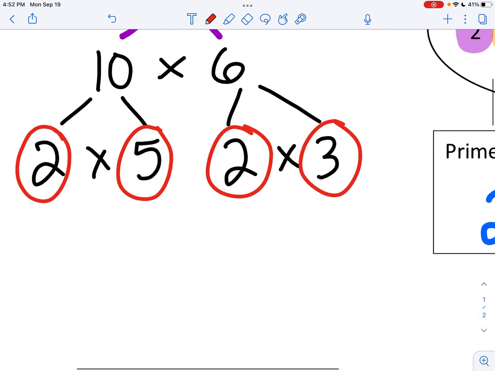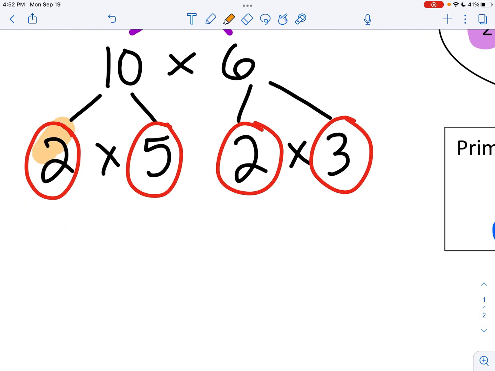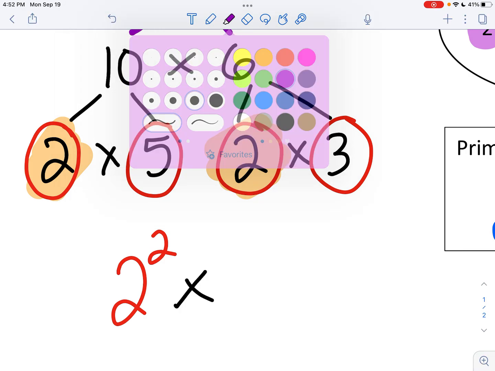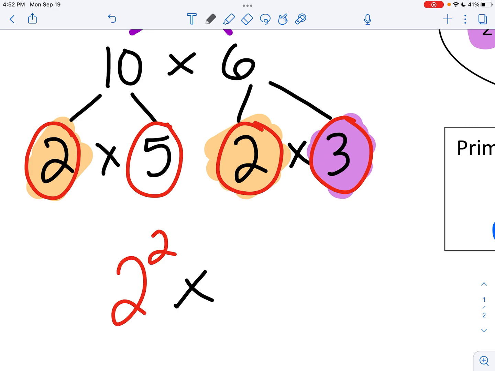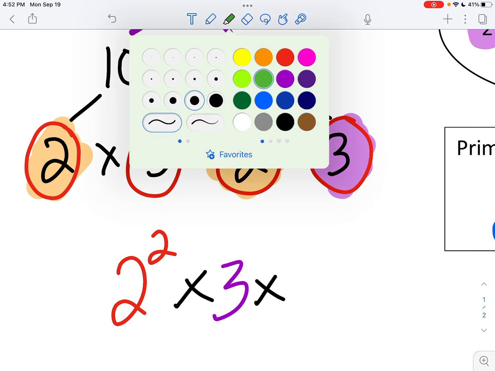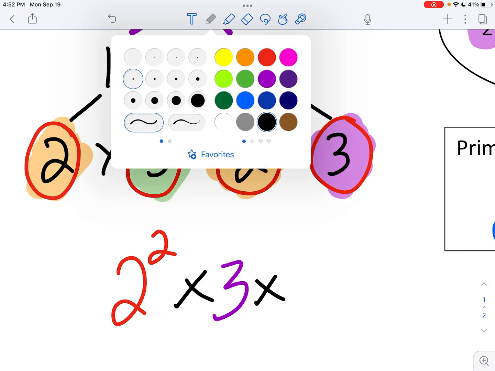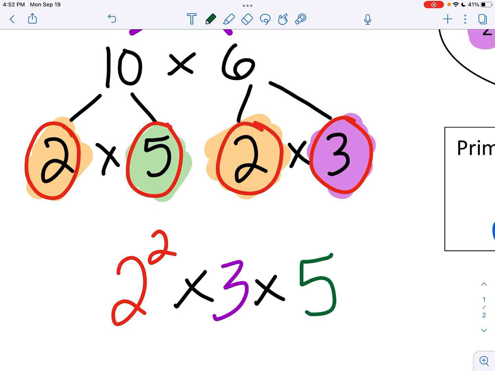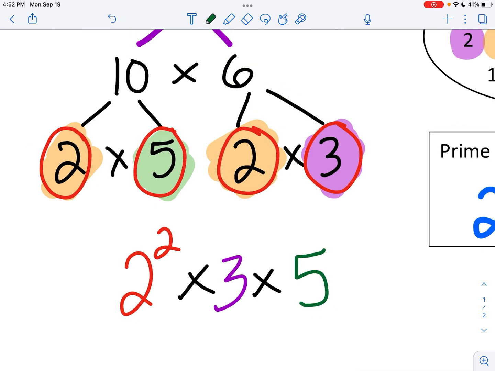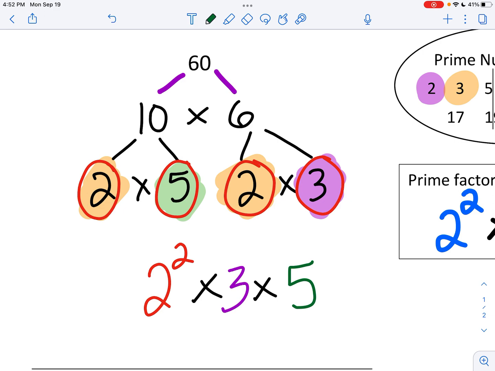So now I can look and see that there are 2 2's. So that is 2 to the power of 2 times, then there's a 3. I think there's only 1. Yep, times 3. And there's one more left. Times, grab a green here, times 5. This is the prime factorization based on the tree model.